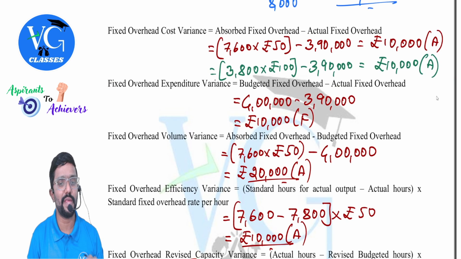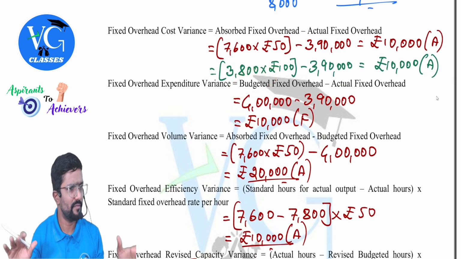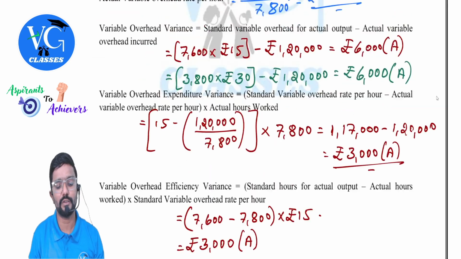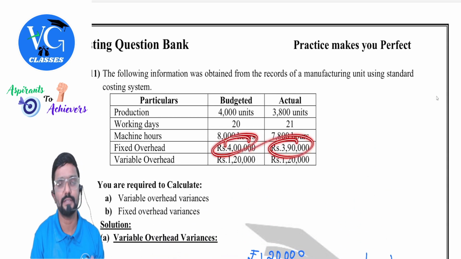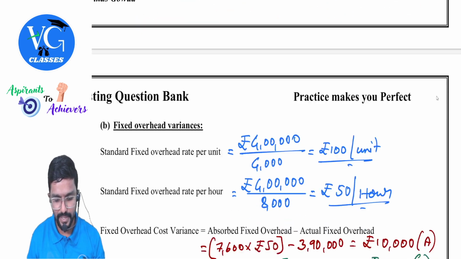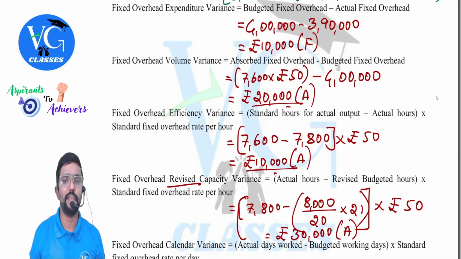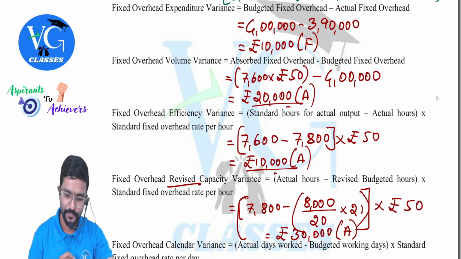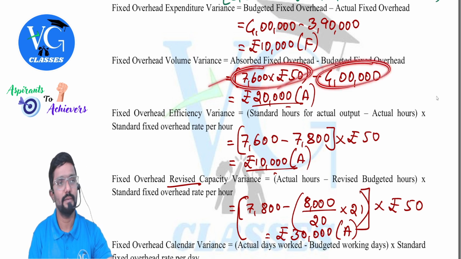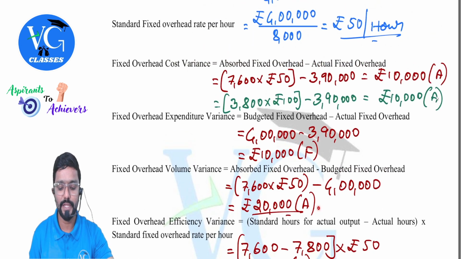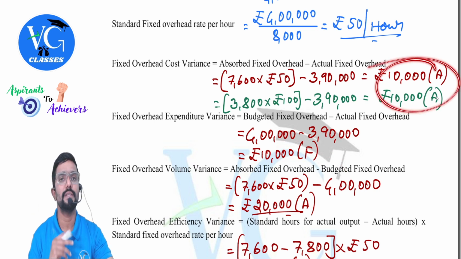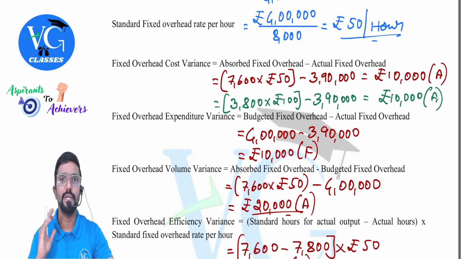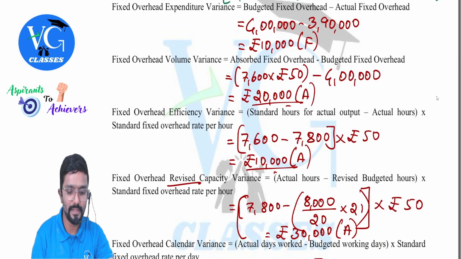Next, fixed overhead expenditure variance. Budgeted, which is given in the question for budgeted output only, minus actual. Both will be given in the question. Don't worry. This minus this, that's all. Then volume variance: observed minus budget. Observed we already calculated, minus budget. Just cross check, is it matching? 20,000 adverse and 10,000 favorable, you will get 10,000 adverse net. Sir, is it equal? Yes. Only then proceed further. Okay, let us now proceed further.